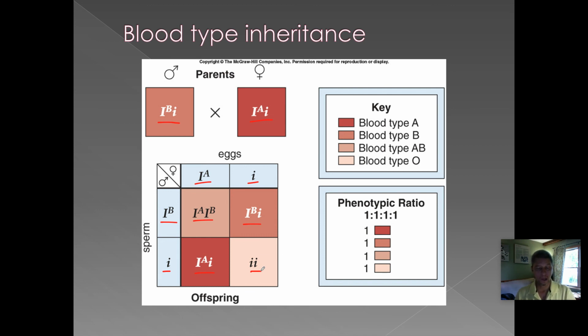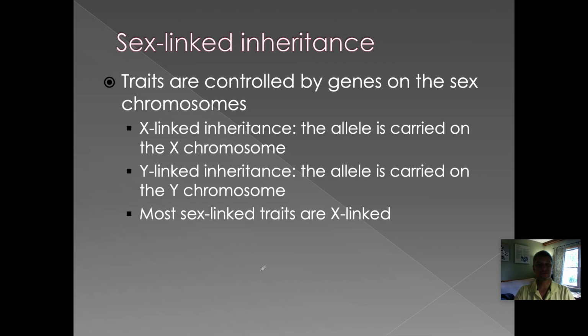Okay. Now, what if the alleles in question are being carried on the sex chromosomes instead of one of the autosomes? Well, in this case, we're dealing with what we call sex-linked inheritance. Now, these alleles don't have anything to do with your gender, the ones that we're talking about here. These are not the alleles that make you male or female. The sex chromosomes carry other alleles for other traits, and you'll see that in just a minute.